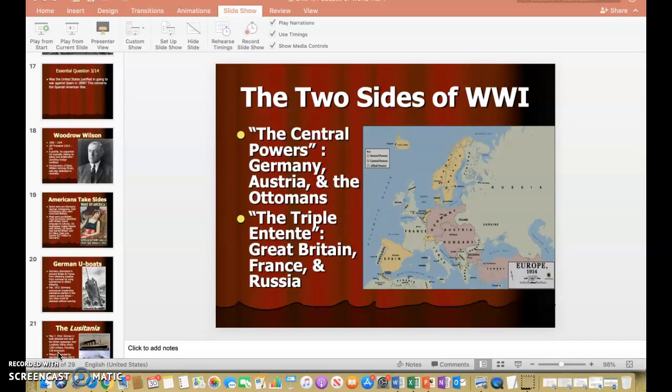So what we see happening is that Europe is divided into two parts. You have the Allies and you have the Central Powers. The Central Powers being Germany, Austria, and the Ottomans or Turkey. And then the Allies being Great Britain, France, and Russia. So Germany is faced in 1914 with a two-front war. They've got Russia to the east, they've got France to the west.